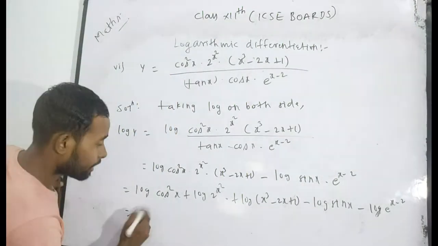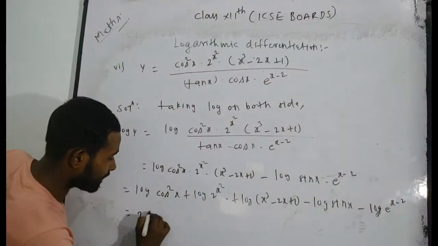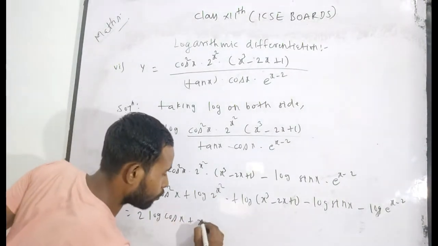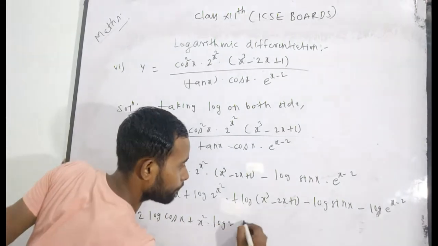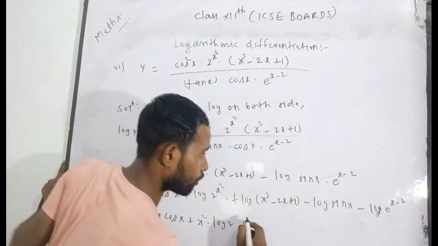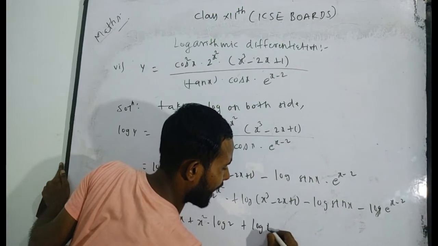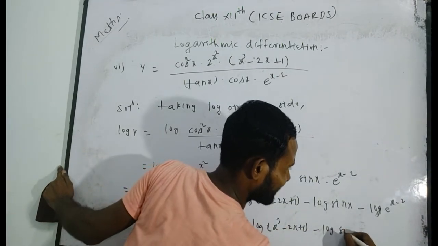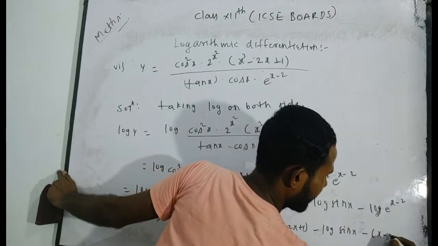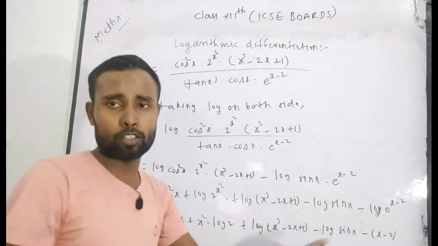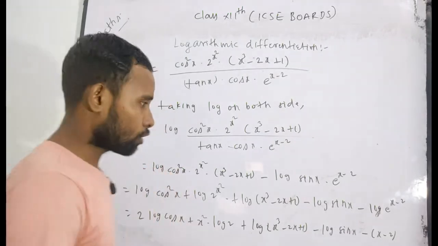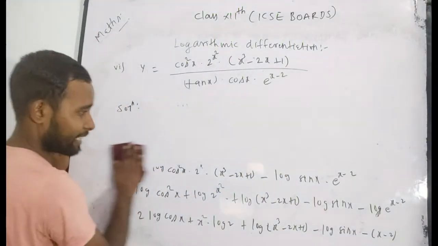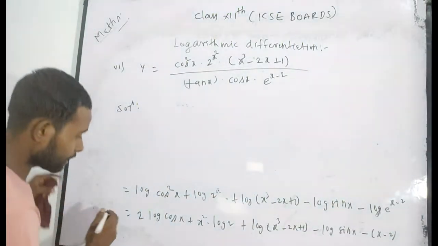Now log cos square x will be 2 log cos x, plus you can take x square out of it and there will be log 2. So only with the property of log, it will be log of x cube minus 2x plus 1, minus log sin x, minus x minus 2, and there will be finally log e to the base e, which will be 1. Now I want to keep this part. This is your log y.